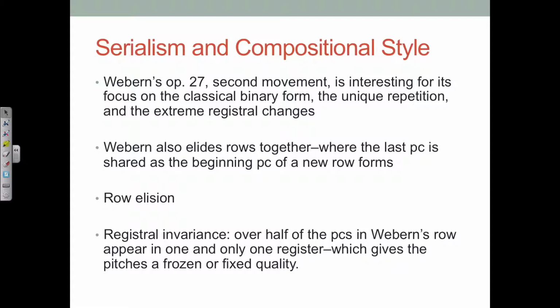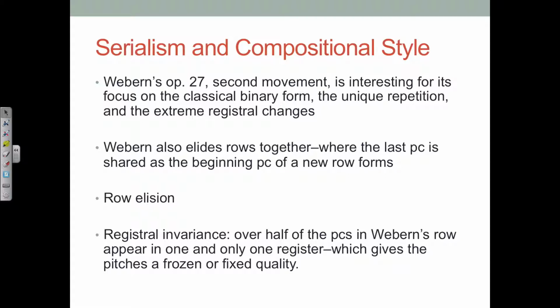And also the extreme registral changes. That's something that really is interesting about Webern's Opus 27. Webern also elides rows together. So there is an example where a row form would complete and the last pitch class is going to serve as the first pitch class for a new row form, much like a phrase elision that we've seen in tonal music. So this is something that's interesting in the style of Webern's works.